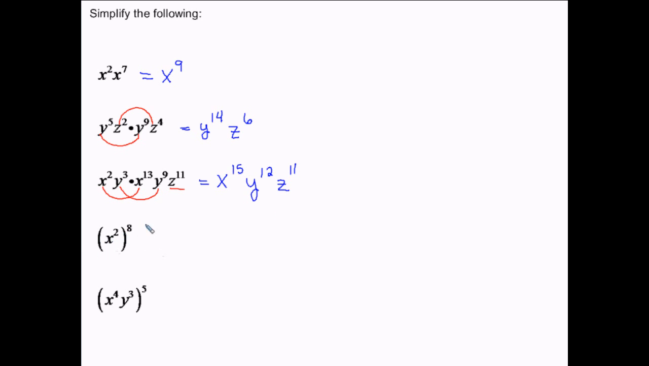Here I have 1 base, 2 exponents, so I multiply those together. Here I have 2 bases, but they don't match. So what I do is I multiply both of these exponents, kind of like distribution in what we were doing before. So 5 times 4 is 20, and 5 times 3 is 15.